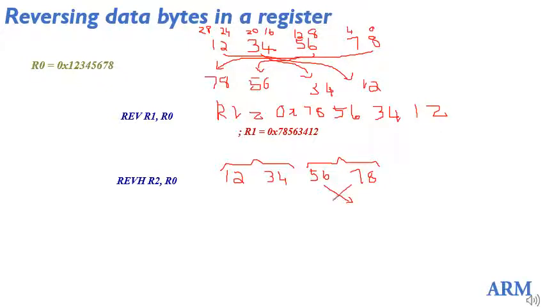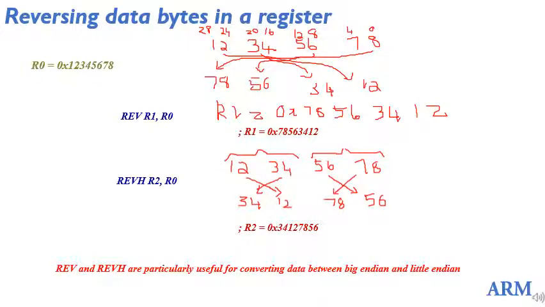So the upper byte in the lower half word, 56, will be moved to the lower byte, and 78 will be moved to the upper byte. Similarly here in the upper half word, the upper byte is 12, which will be moved to the lower byte, and 34, that is the lower byte, will be moved to the higher byte of the same half word. So the resulting output will be in R2: 0x34127856.